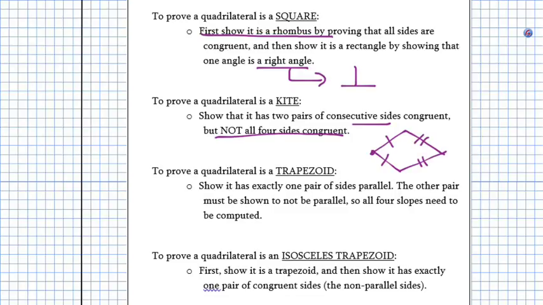Showing a trapezoid means that we're going to have one pair of parallel sides. The other side can't be parallel. So all four slopes need to be computed. So we're going to have to compute all the slopes to find out if a figure is a trapezoid or not. And then finally, we want to see whether or not it's an isosceles trapezoid. So first we show that it's a trapezoid, and then we also have to show congruence. So that's again going to be our distance formula.